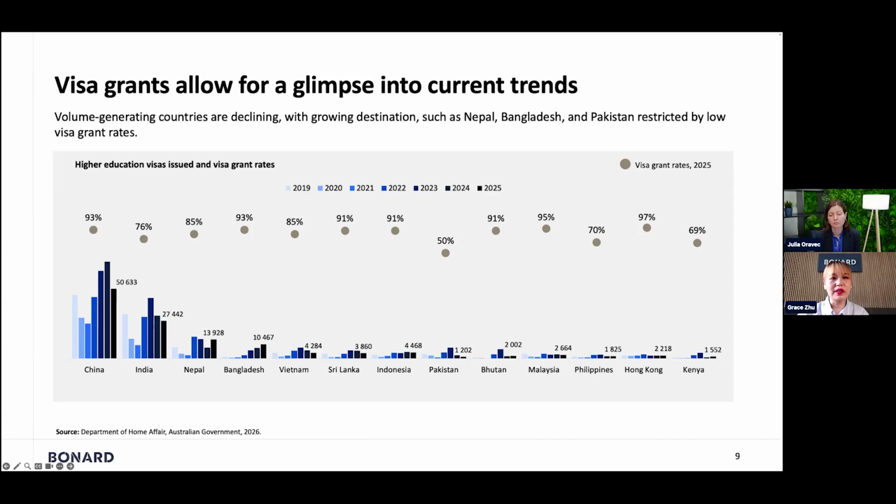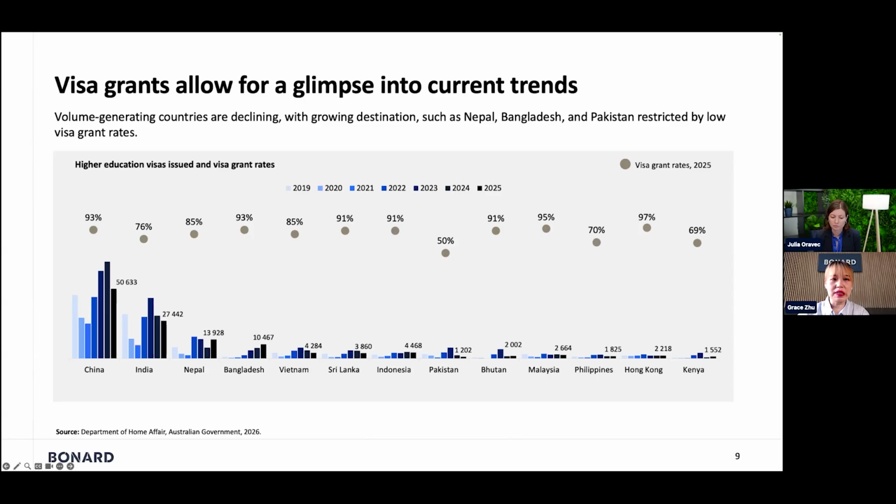And meanwhile, we can take a look at Pakistan. The grant rate is just 50%. Kenya is at 69%, and while Nepal is still quite high volume, the grant rate is 85%. It represents a quite significant tightening compared to previous years. Bangladesh has a high rate of 93%, but this is in the context of massive growth in applications, many of which are facing increased investigations right now.